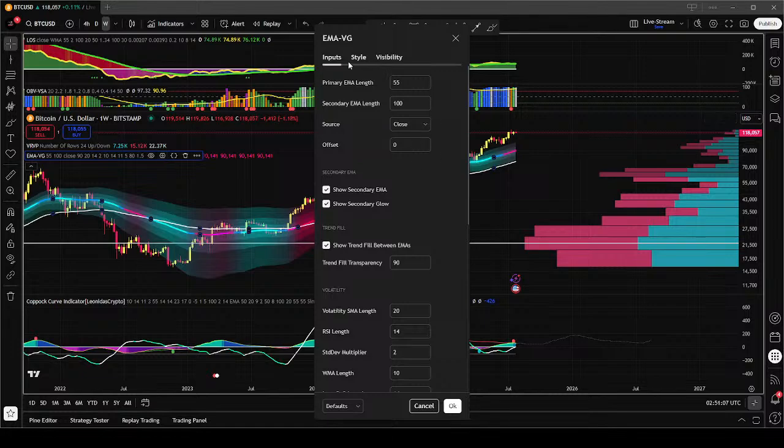And as you can see here, the primary moving average of my system is MI55 and a secondary 100. Sometimes I like to use it, sometimes I don't.